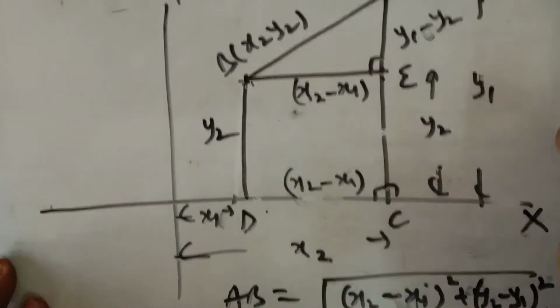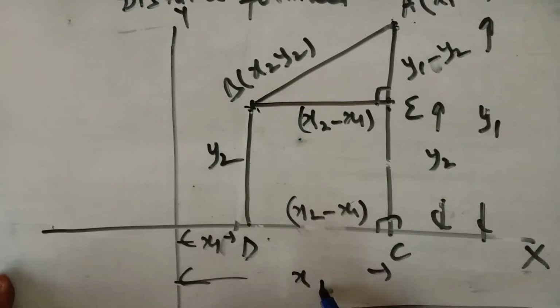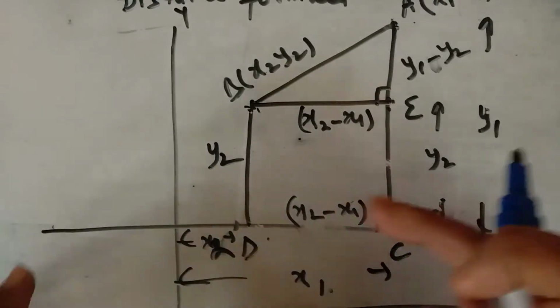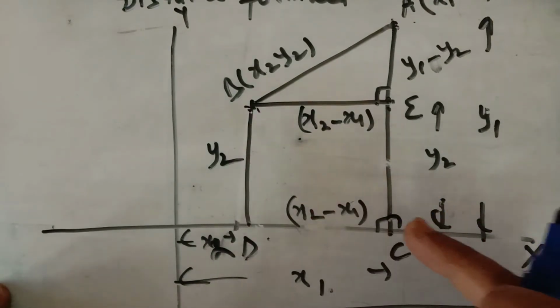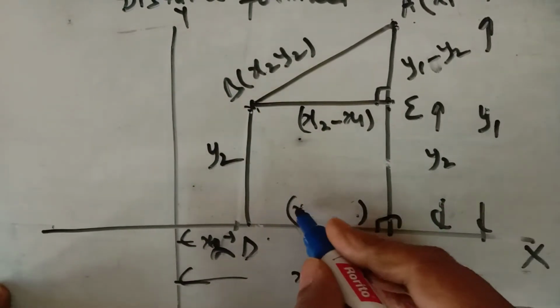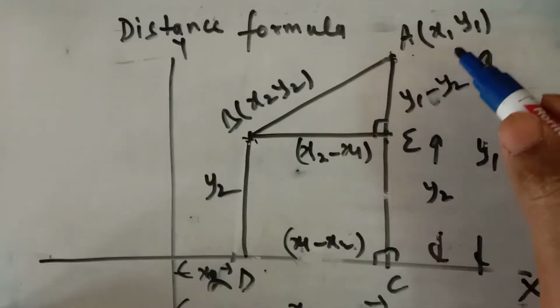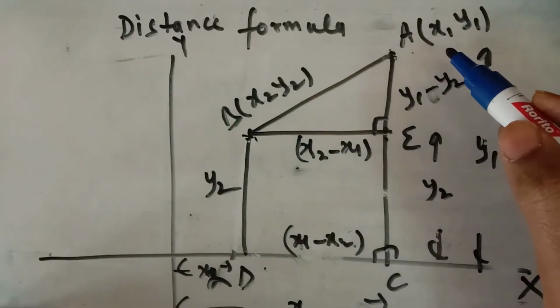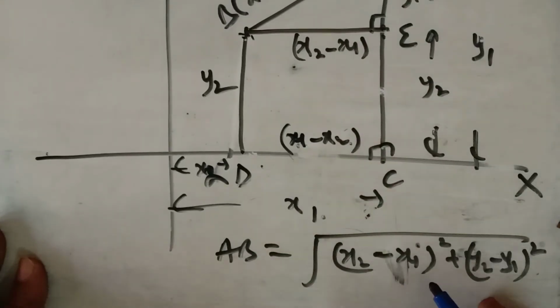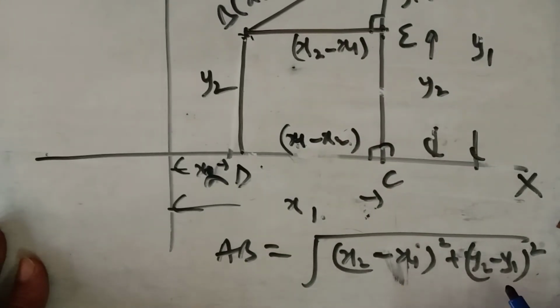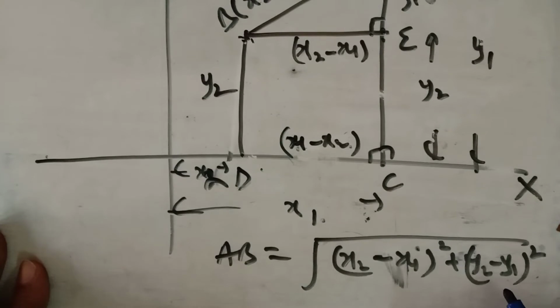So this distance is x1 and this distance is x2. This distance is x2, and when you subtract it, it will be x1 minus x2. You can reverse it also. It can be x1 y1, this can be x2 y2. You can either get under root (x2 minus x1) whole square plus (y2 minus y1) whole square. So this is known as the distance formula.